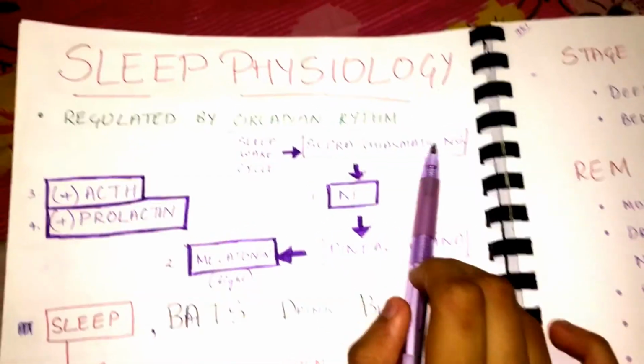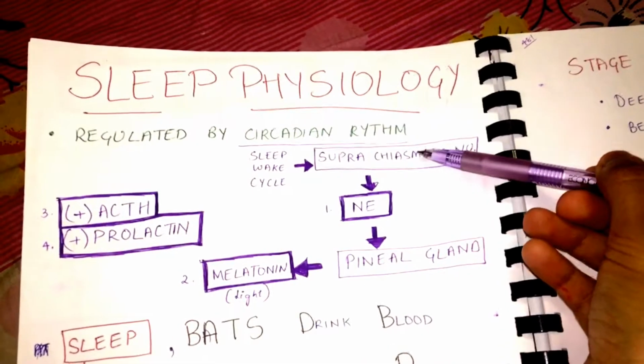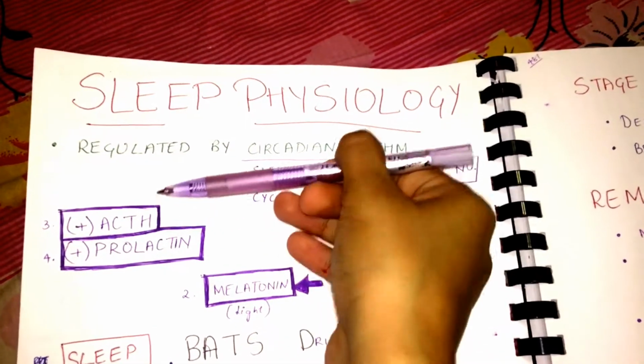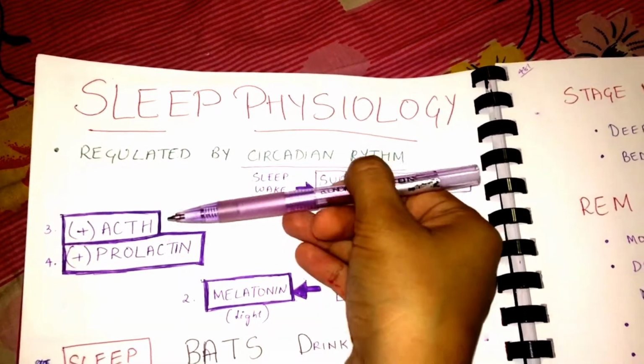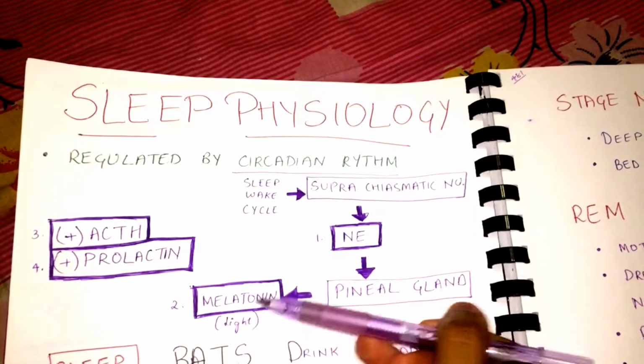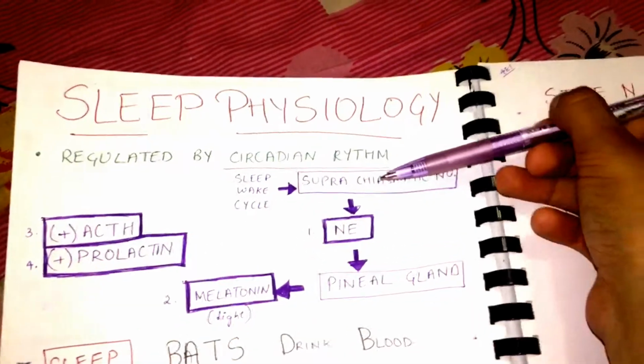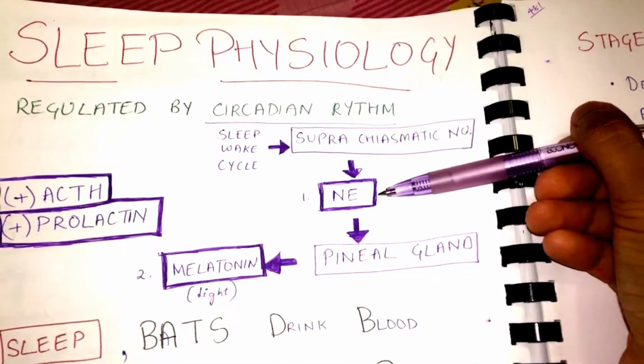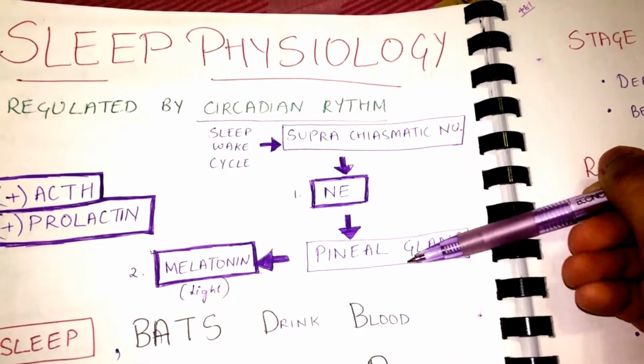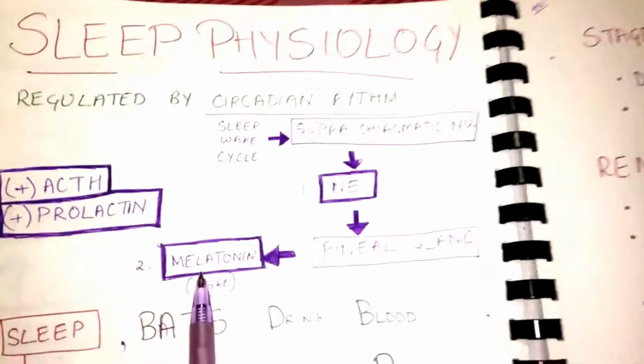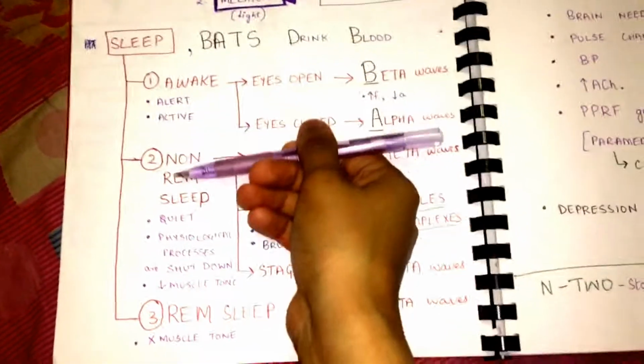So the suprachiasmatic nucleus also participates in the release of many hormones such as the adrenocorticotropic hormone, the prolactin, the melatonin, and the norepinephrine. So it initially releases norepinephrine, which then stimulates the pineal gland to release melatonin. So next, let's talk about the stages of the sleep.